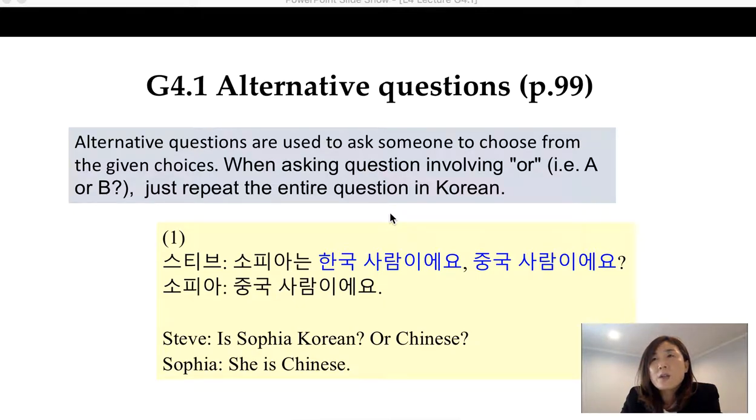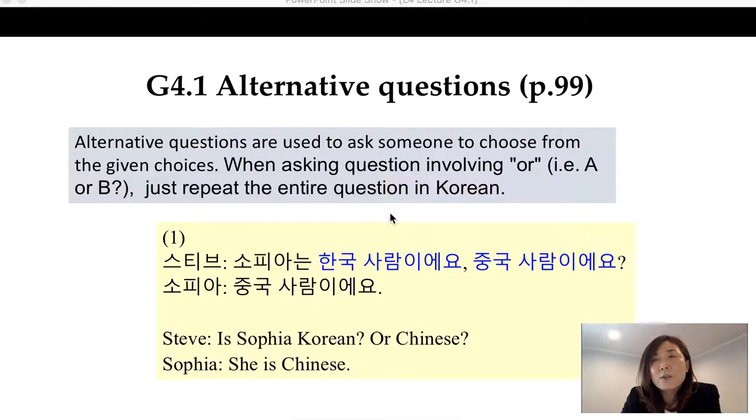Alternative questions. Alternative questions are used to ask someone to choose from the given choices. It's very similar to OR in English and in Korean. When asking questions involving OR, A or B, just repeat the entire question in Korean.